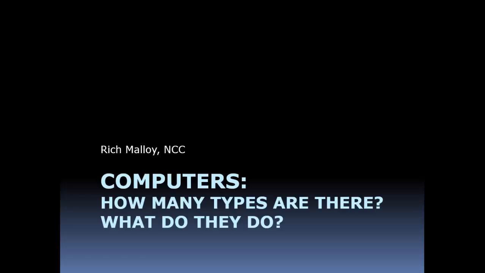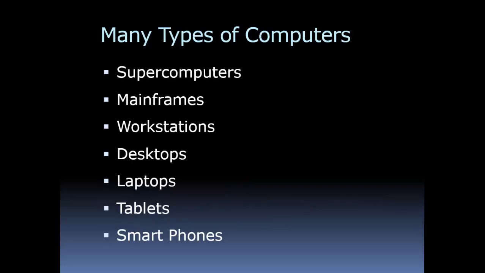Okay, let's step back a little bit and talk about the different kinds of computers there are and what they actually do. There are many types. Supercomputers are really large computers, and what they do are really complicated things like predict what the weather is going to be next week. Mainframes are used by hundreds of people, and they're used by people like travel agents to set up reservations on various airlines and cruise ships and things like that.